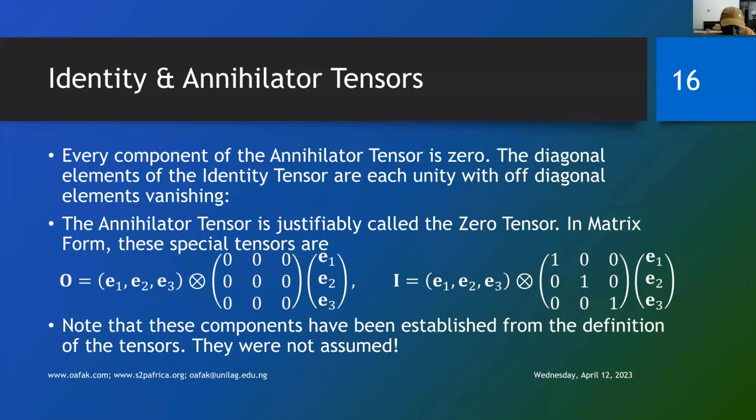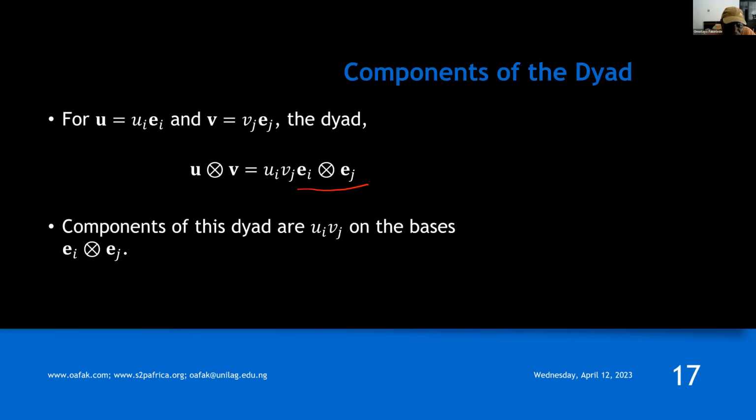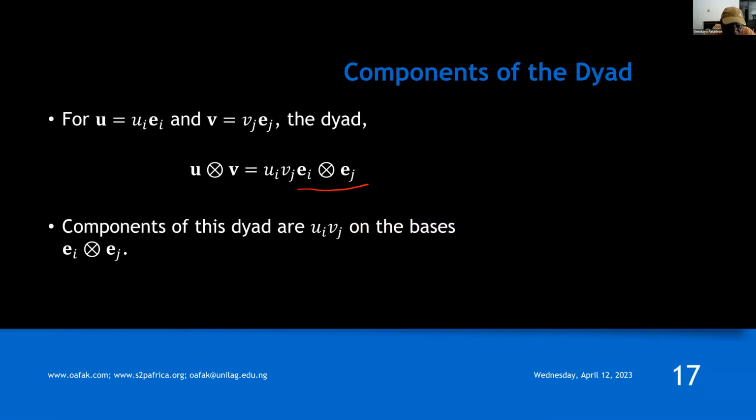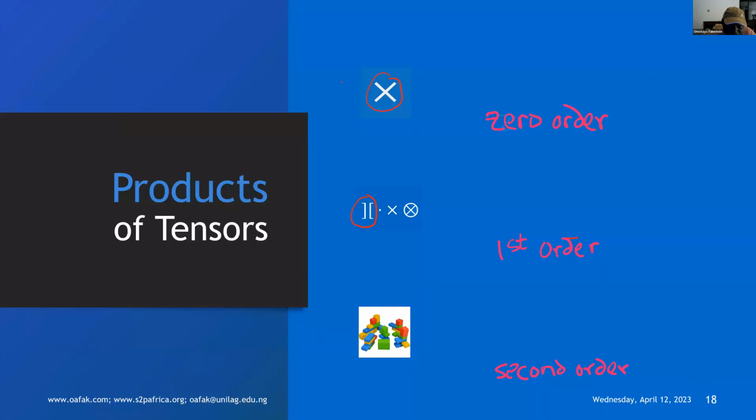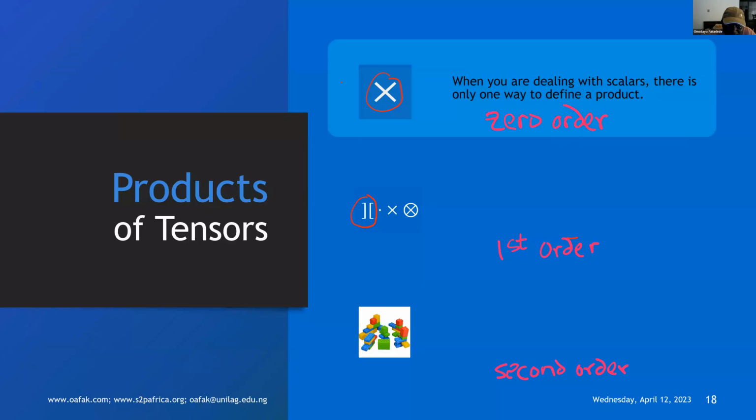And for the identity, we saw that the components are 6 zeros off diagonal and unity on the diagonal. For the dyad, we saw that the 9 components are UiVj. If U1, U2, and U3, V1, V2, and V3 are the components of the vectors, by just taking all the possible combinations, which are 9, you get all the components of the dyad. So that's very simple, very simple.